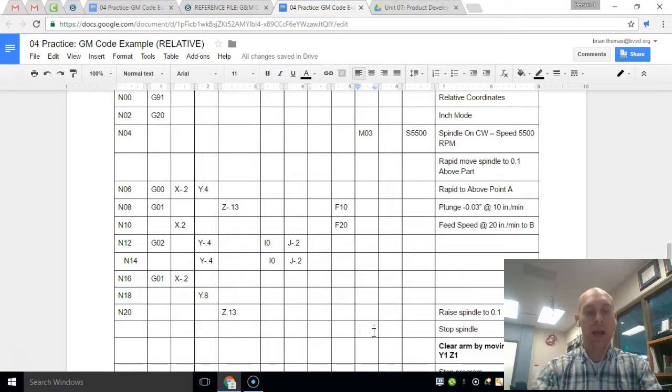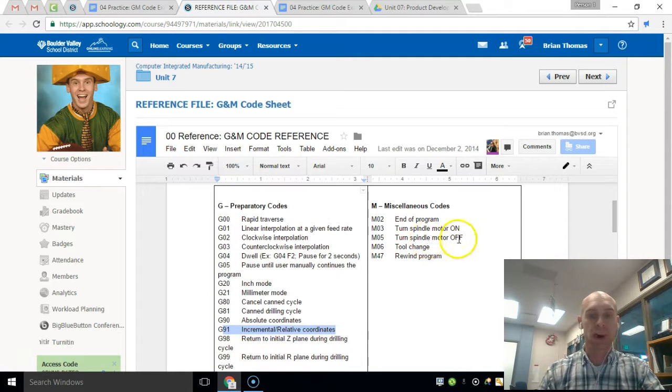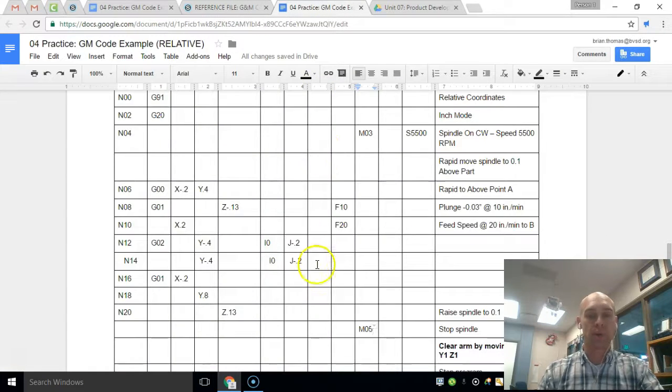And next I need to stop the spindle. That's the same code as before, M05. And we can look again at the reference if you can't remember. Spindle off is M05. And M02 is end the program. I'm going to need that in just a minute.